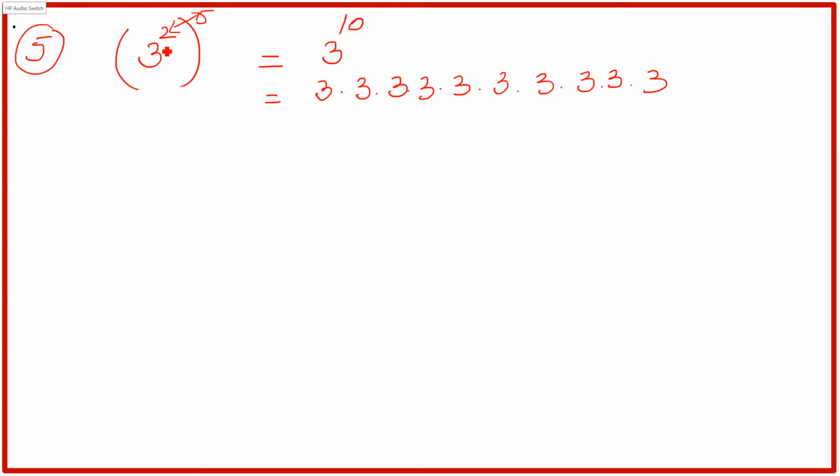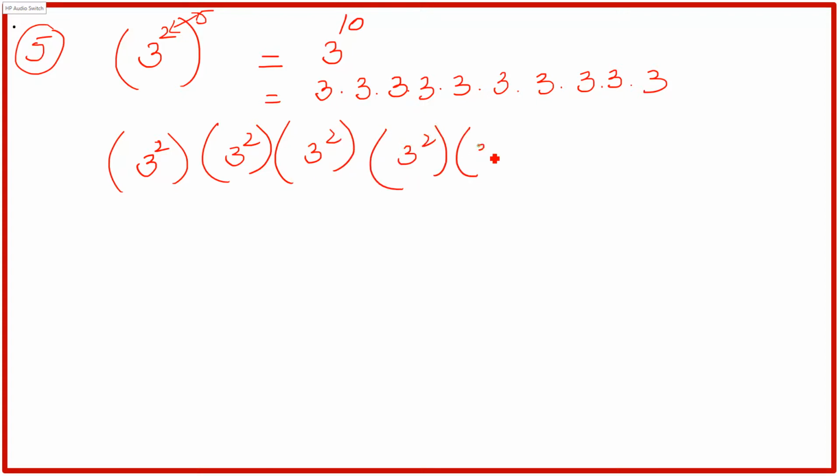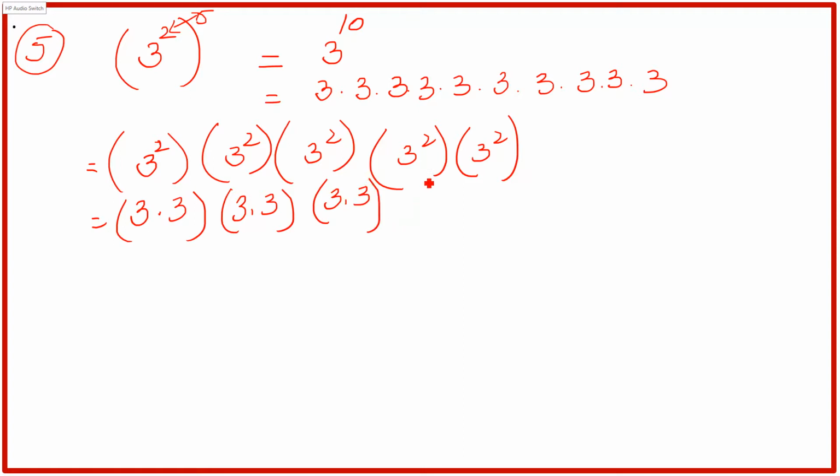Right? Another way is that this 3 square you have 5 times. So we can write down 3 square 5 times. And then what is the meaning of this 3 square? That 3 you have 2 times. So 3 multiplied by 3. So this is also 3 multiplied by 3, 3 multiplied by 3, 3 multiplied by 3, 3 multiplied by 3. If we count 1, 2, 3, 4, 5, 6, 7, 8, 9, 10, this is also 10.